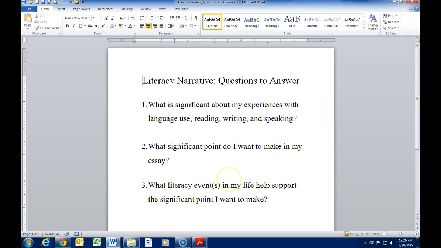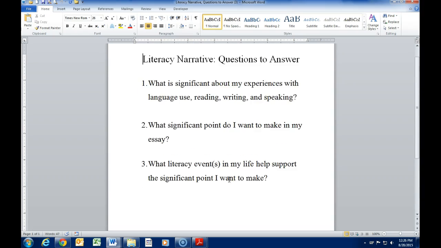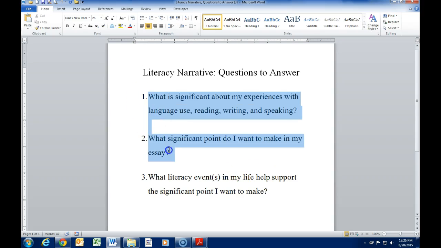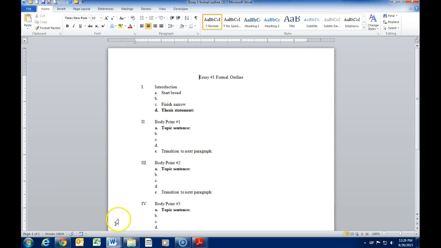Literacy narrative questions to answer. What is significant about my experiences with language use, reading, writing, and speaking? What significant point do I want to make in my essay? What literacy events in my life help support the significant point I want to make? This is definitely questions you could answer in your introduction.